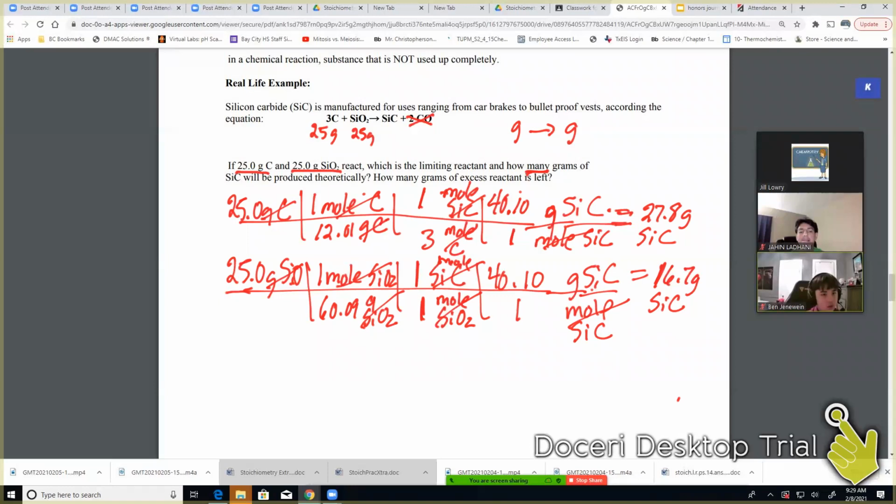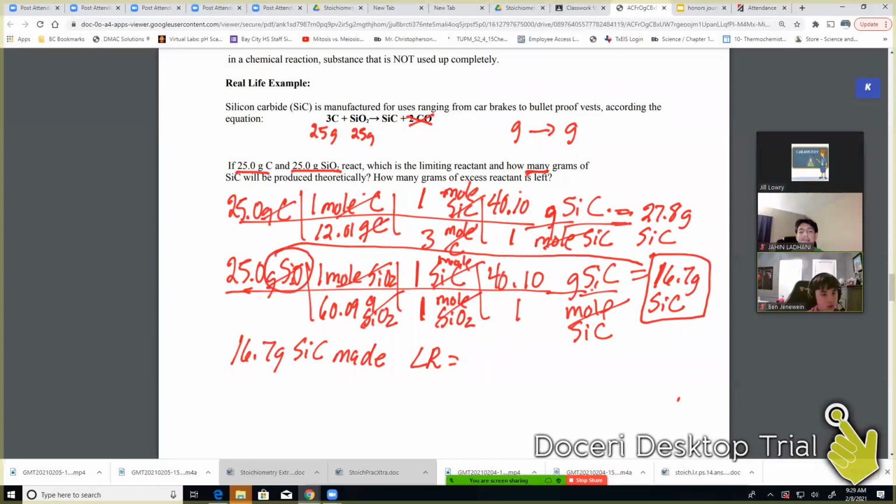So once you get your two answers, you're always going to choose your smaller one, because that is how much is actually made of your product. So 16.7 grams silicon carbide made. And to figure out what your limiting reactant is, you go back and see which of those two reactants started that problem. So 16.7 was my smallest answer. If I go back, that was the answer for when I was using SiO2 as my reactant. So SiO2 is going to be my limiting reactant. All of that is going to be used up.